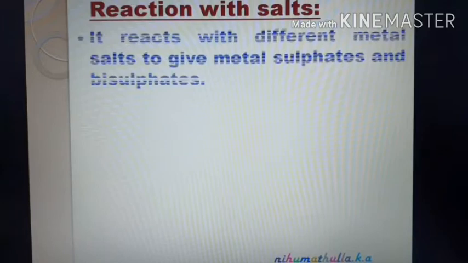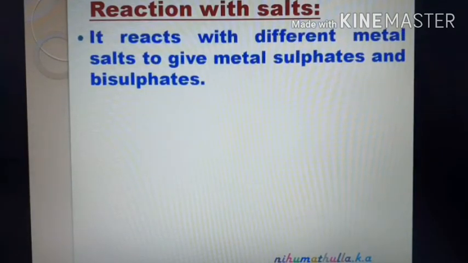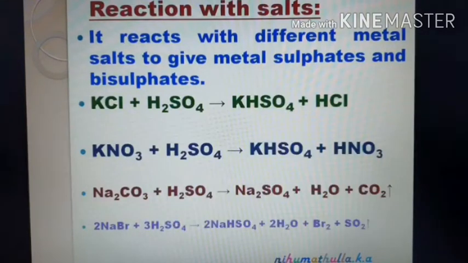Reactions of sulfuric acid with the salt. Sulfuric acid reacts with different metal salts to give metal sulfates and bisulfates. Metal sulfate has the SO4 2 minus ion, bisulfate has the HSO4 minus ion.